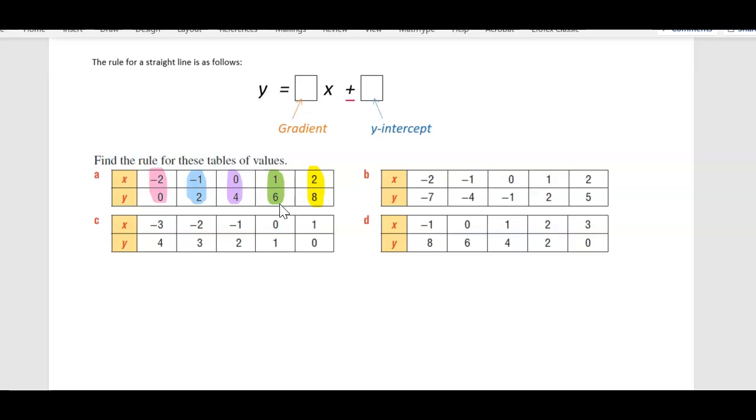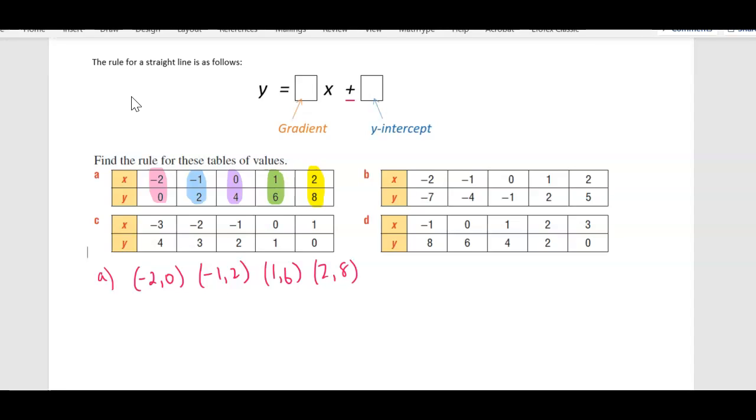All right, so they're all coordinates on the line. So if we just look at question A, these are all coordinates. So -2, 0, -1, 2, 1, 6, 2, 8. All right, so they're all points, and we can sketch them if we wanted to.